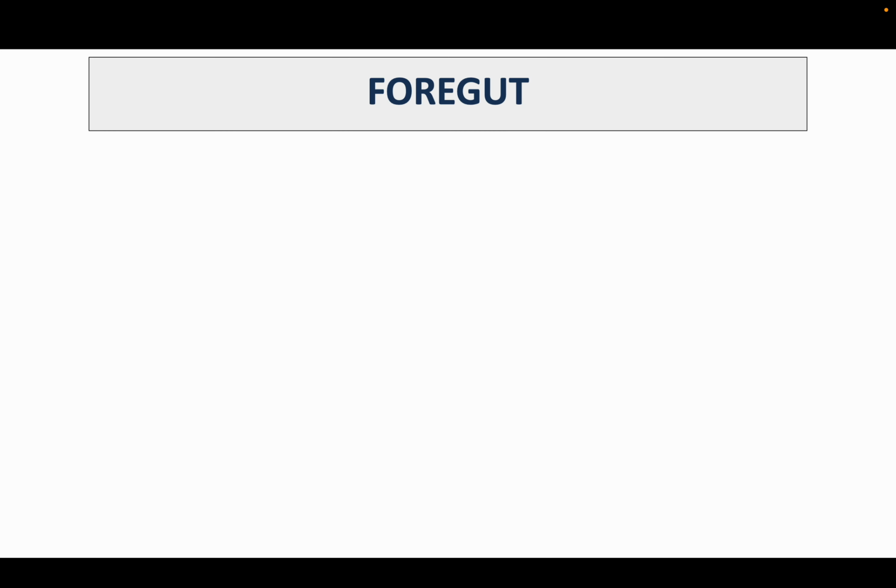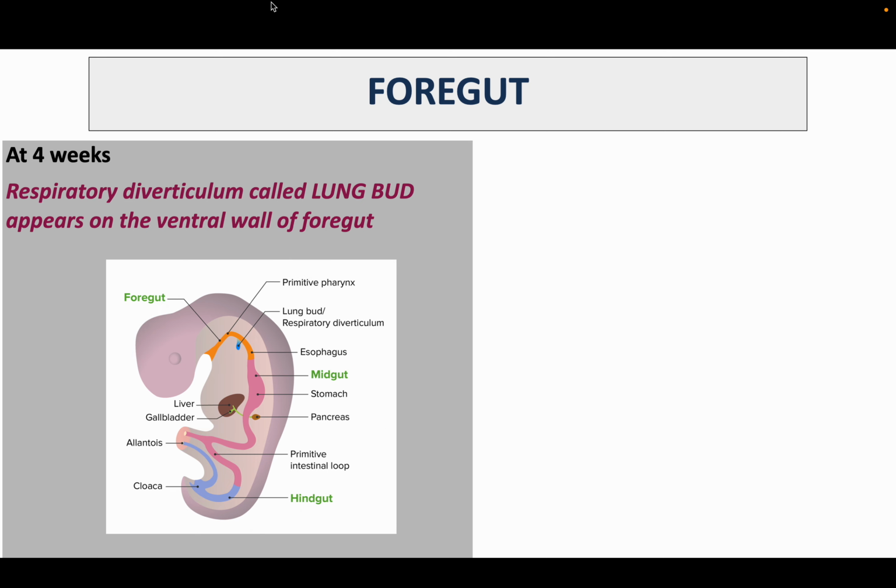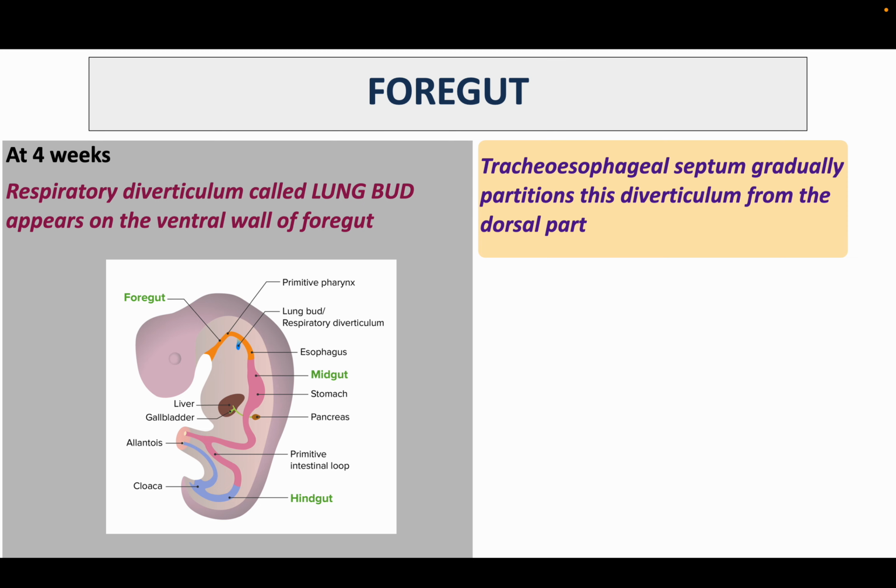Now starting with the development of the esophagus. So esophagus is clear, it is derived from the foregut. So what are the events which are happening at 4 weeks? The respiratory diverticulum called lung bud appears on the ventral wall of foregut. You can see in this diagram, this is the primitive pharynx, this orange colored part is the foregut. Now this lung bud or respiratory diverticulum is arising from the ventral wall of the foregut.